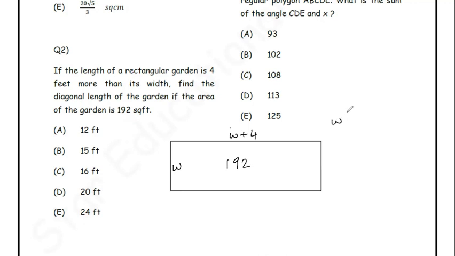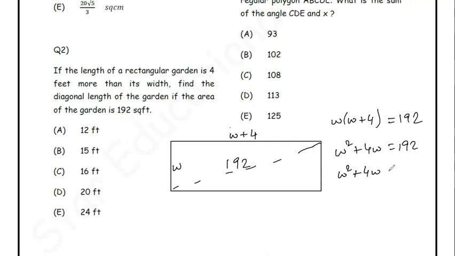So we know W times W plus 4 is 192. Once you get the width, we'll get the length, and then we can find the diagonal. So that's W squared plus 4W is equal to 192. It's a quadratic equation that we've got to solve. And for 192, we'll find out the factors.